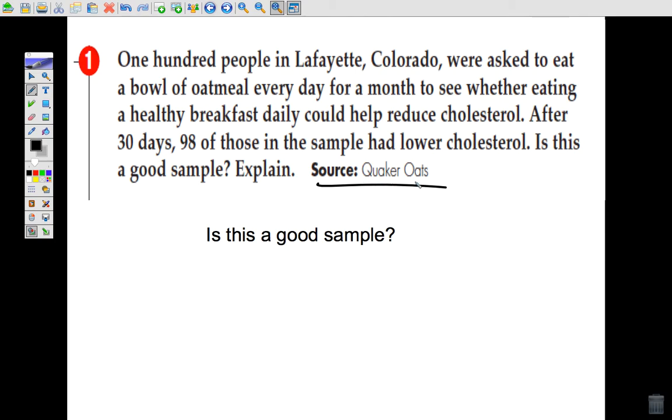When it says source Quaker Oats, that might make you say, maybe I'll look into this a little closer. You always want to look at information and see who's presenting it, and whether there is any motivation for those people to present the information in a certain way. Obviously Quaker Oats wants you to go buy oatmeal. So since they're the ones that did the survey, even though it seems like it's okay, maybe you want to look into how they got their information a little closer. But overall, I think this is probably a good sample.